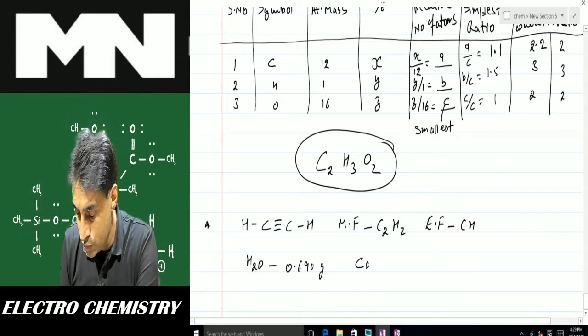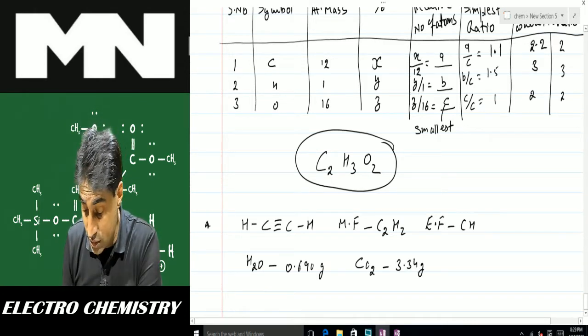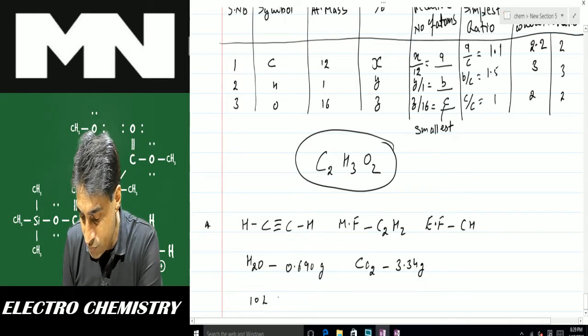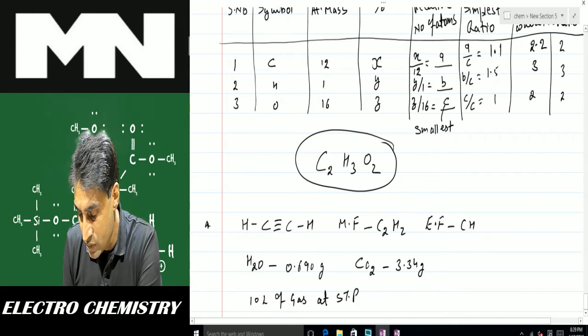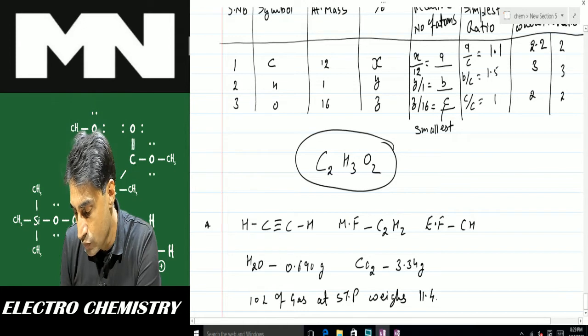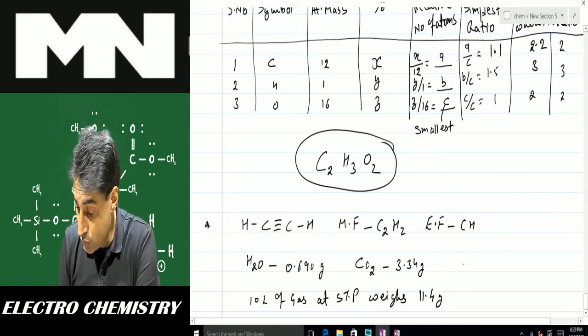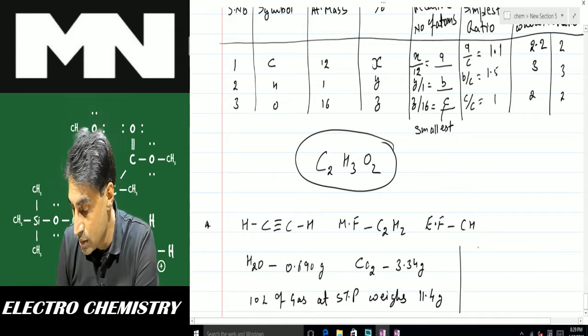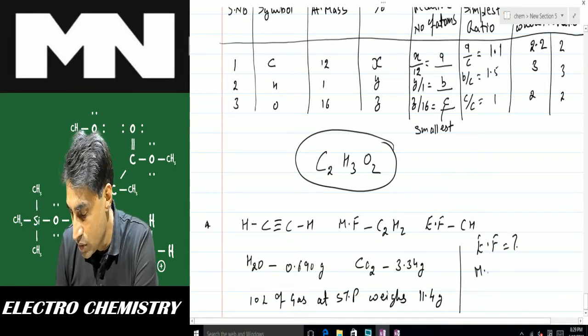And CO2 is given to you, 3.34 gram. This is what I can remember. After that, it has been told that 10 liters of gas at STP weighs 11.4 grams. And what you have to do? You have to calculate the empirical formula. You have to calculate the molecular formula. And you have to calculate the molar mass also.